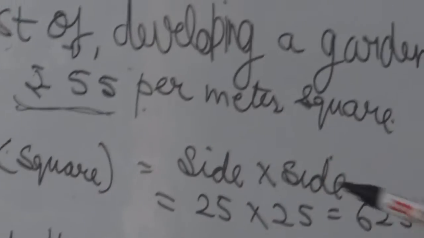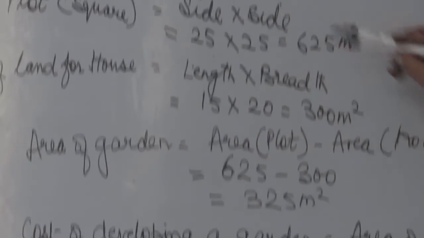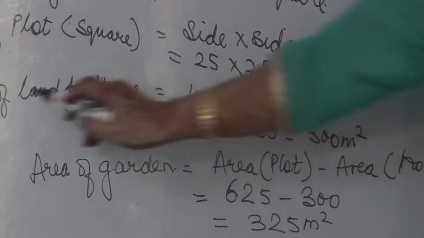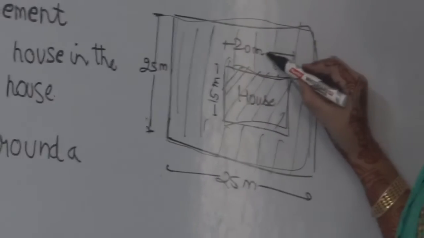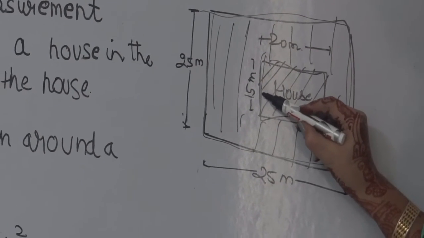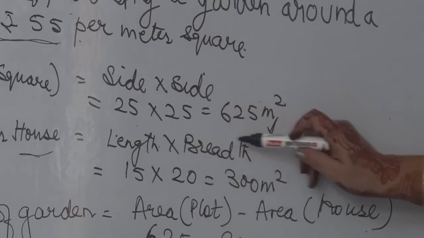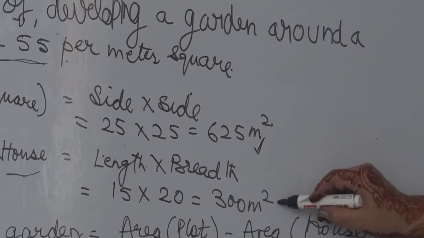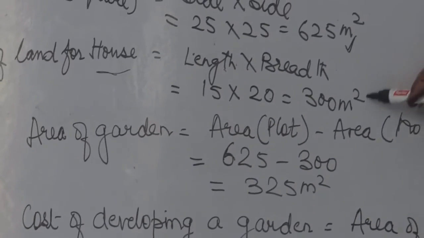We solve like this. Area of plot, which is square in shape. So the formula applied is side multiply side. That is 25 multiply 25 comes out as 625 meters square. Now, area of land for house. This house is in the rectangular shape, 20 meter length, 15 meter breadth. So we are mentioning the area of the rectangle. We put the formula length multiply breadth. Length is 20 meter, breadth is 15 meter. It comes out as 300 meters square. Remember, don't forget to write the units.